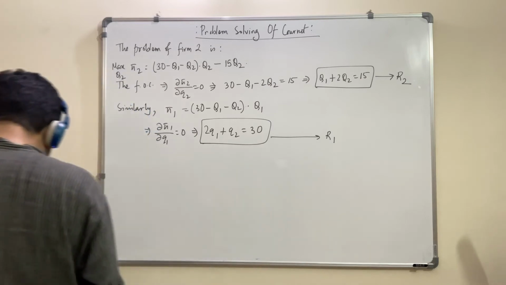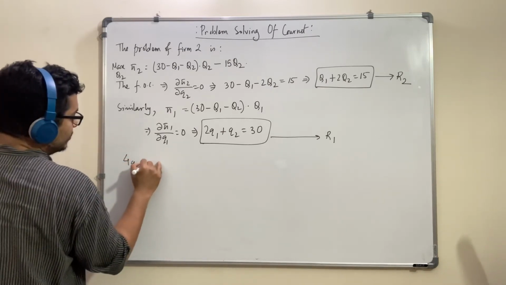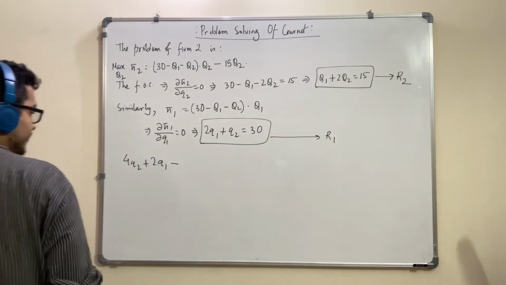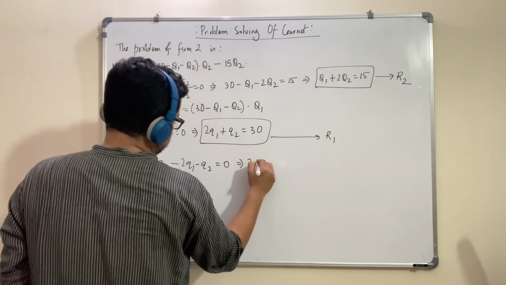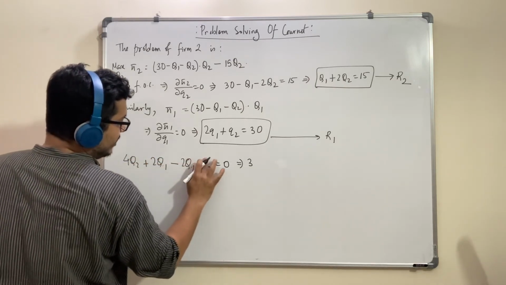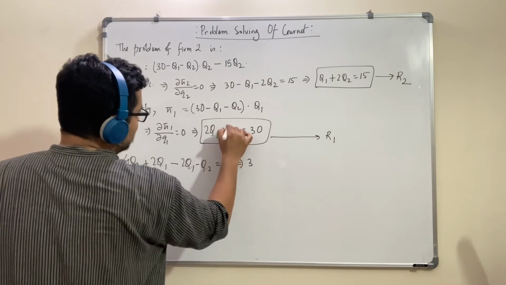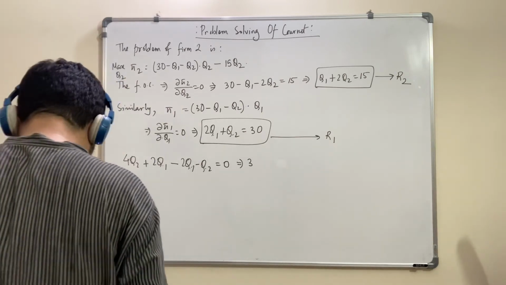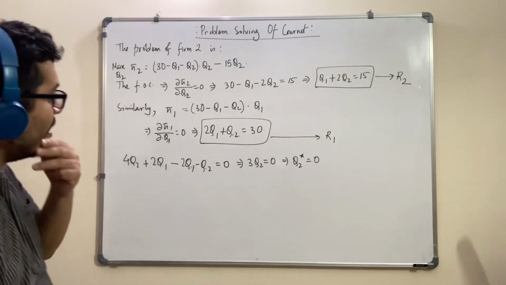But I will just write these calculations in a small list. If you proceed, you'll find, let me directly write, 4Q2 plus 2Q1, that is, we have multiplied 2 with the reaction function of farm 2, so minus 2Q1 minus Q2 equals 0, which implies that 3Q2 is 0, which means Q2 star equals 0. So optimally Q2 star is 0.